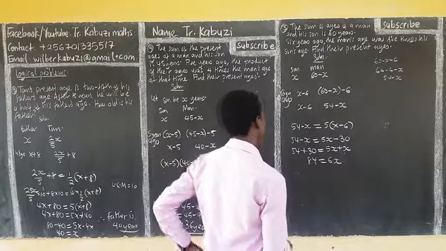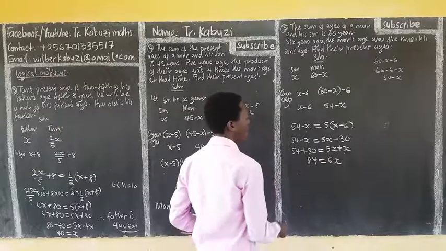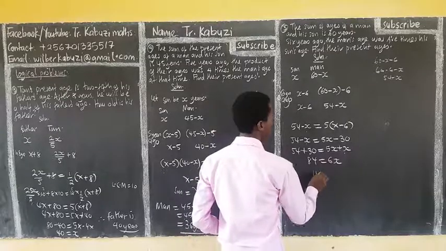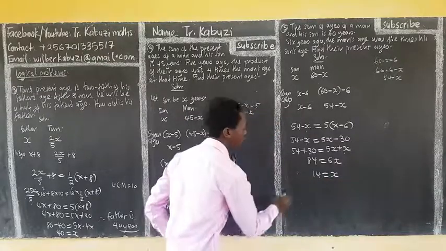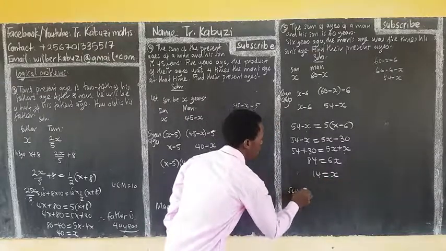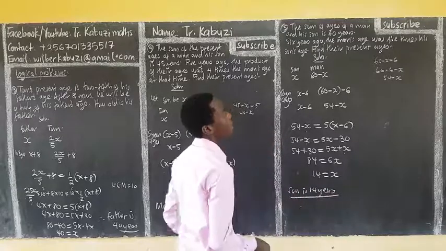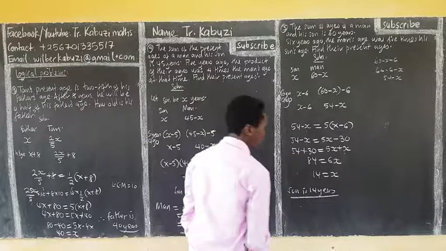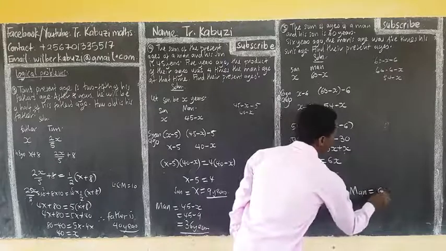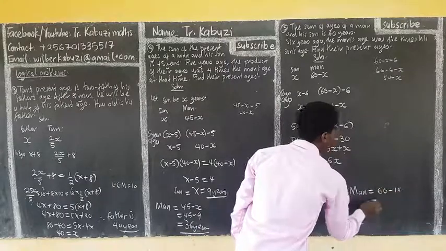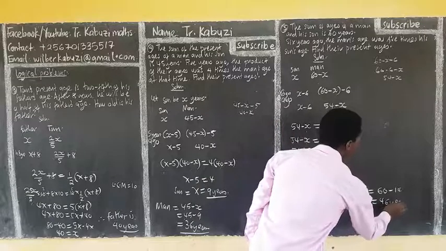So you just pull out the calculator and divide. When I divide, 14 will be equal to x. So the son is 14 years. What about the man? The man is going to be 60 minus 14, which will be 46 years.